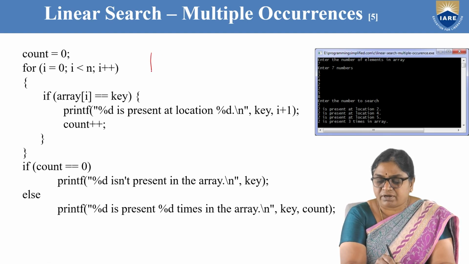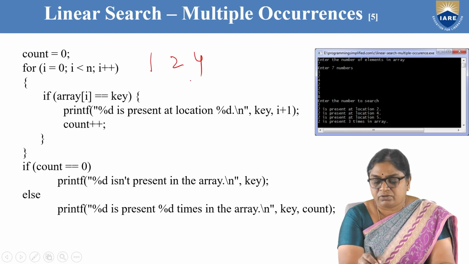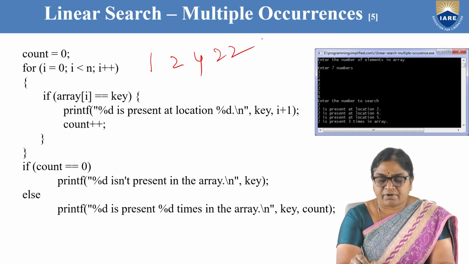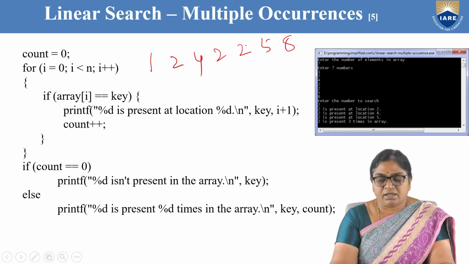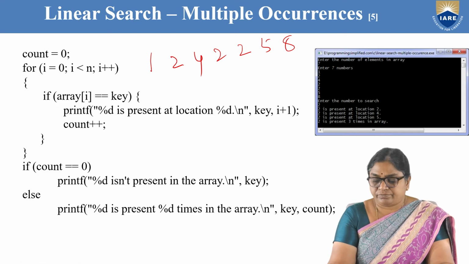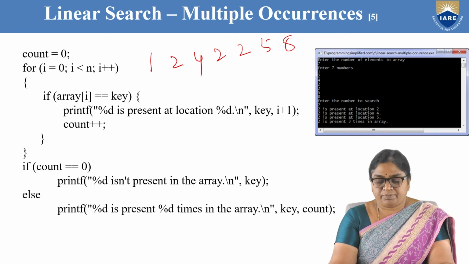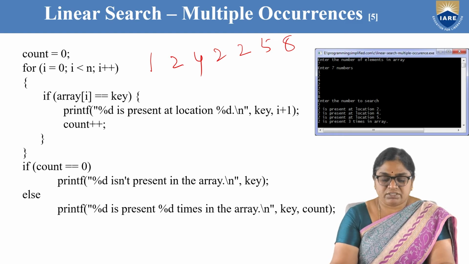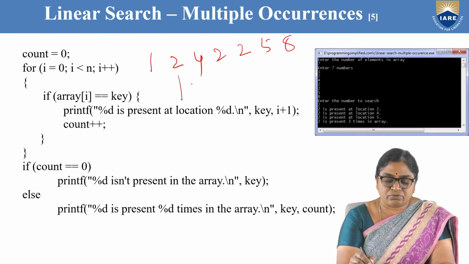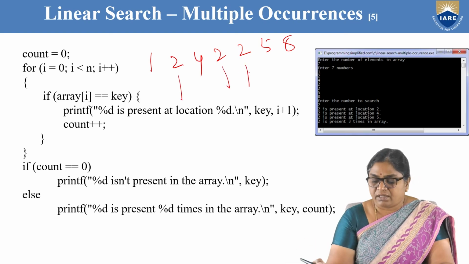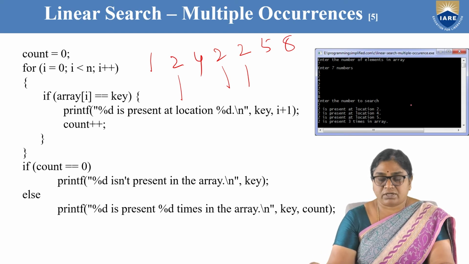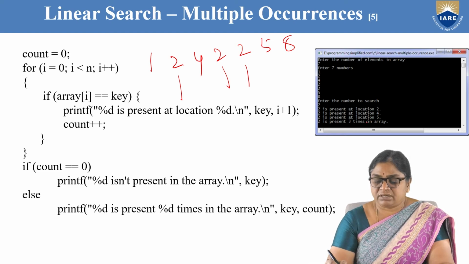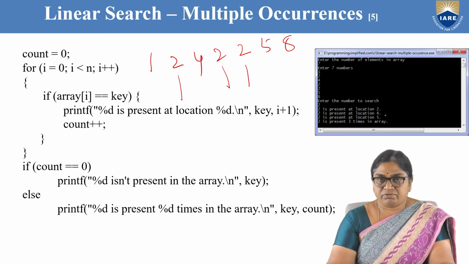The list of elements is 1, 2, 4, 2, 2, 5, 8, seven elements. Here the element 2 is present more than one time, and it appeared 3 times at different locations: location 2, location 4 and location 5. That is the output we got here. 2 is present at location 2, at location 4, at location 5, and finally 2 is present 3 times in the array. This is the output that we should get.